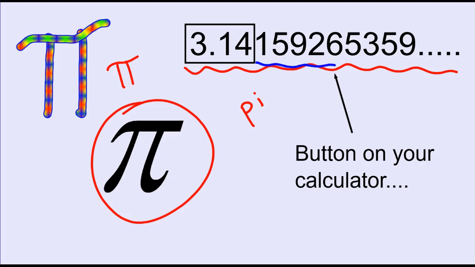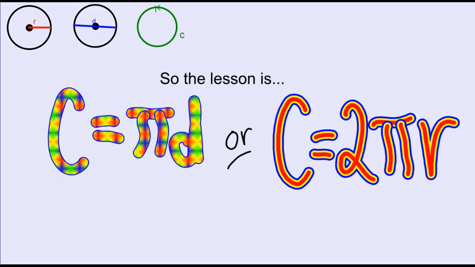Pi actually keeps going. It has all these decimal places. It never ends. The button on your calculator will use all of those decimal places. But you just need to remember this. 3.14. That's why we got pi on Pi Day, March 3/14. March 14th is known as Pi Day. So, here's the lesson that you need to know. It takes 3.14 of the diameters to wrap around and make the circumference of the circle.